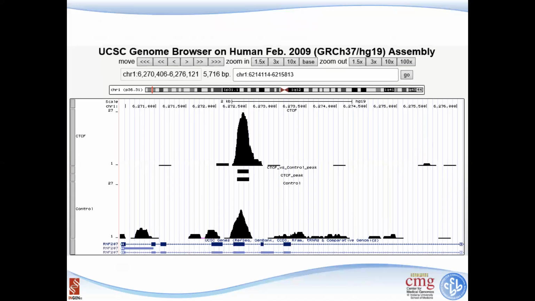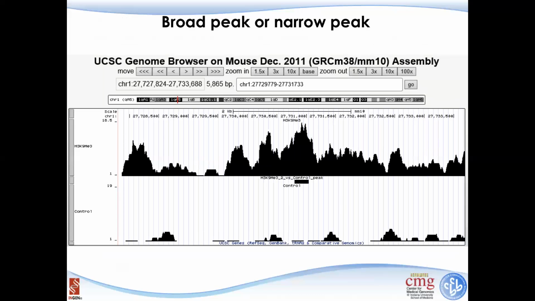For another one, even though we see there is a bias in this region, we can see the ChIP signal is much higher. So maybe it's a true peak, unless we know something happened here, but we prefer to think that this is a true peak. Another thing I mentioned is narrow peak or broad peak.